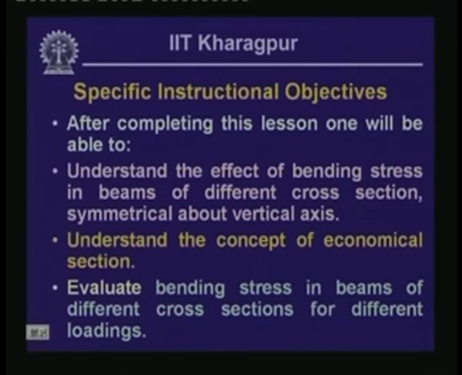Now, we will be looking into some more aspects of the bending stresses if they act on a section which is symmetrical with respect to the vertical axis, but could be unsymmetrical with respect to the horizontal x axis or z axis, which we have defined. Let us look into that. Once this particular lesson is completed, one should be able to understand the effect of bending stress in beams of different cross sections which are symmetrical about the vertical axis, but could be unsymmetrical with respect to the horizontal axis. One should be able to understand the concept of economical section. Now, we will look into the sections which are more appropriate when they are subjected to bending, which we can call most economical.